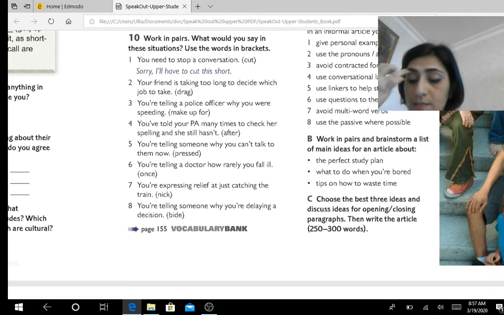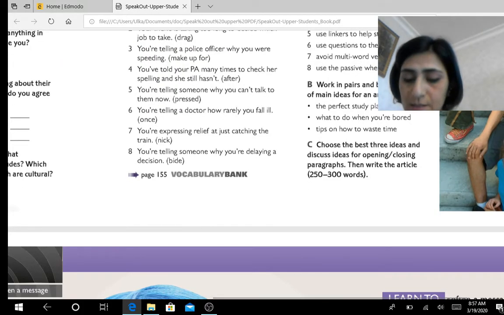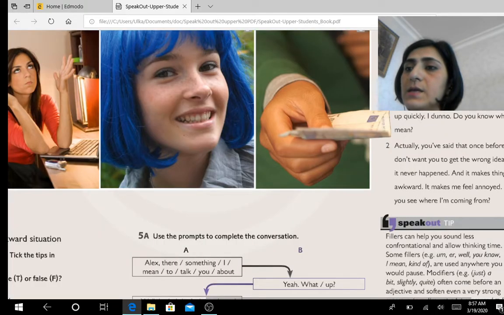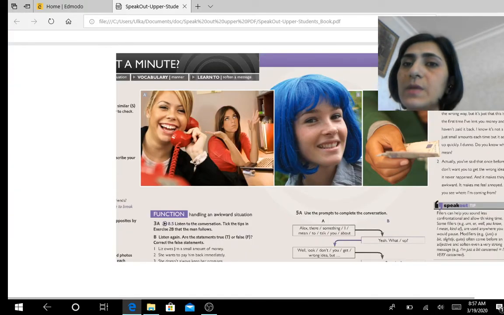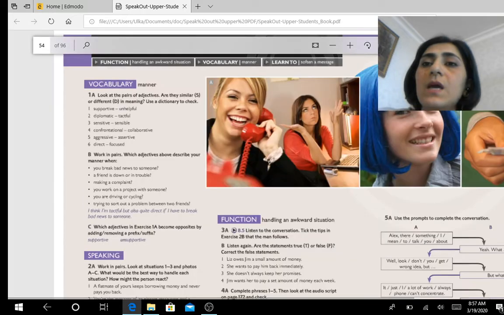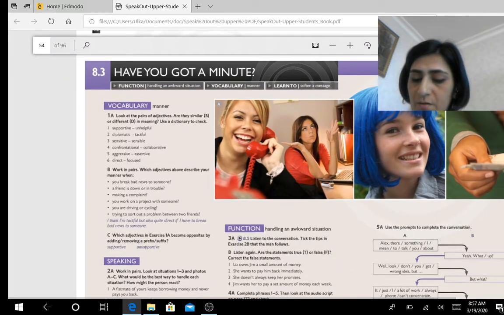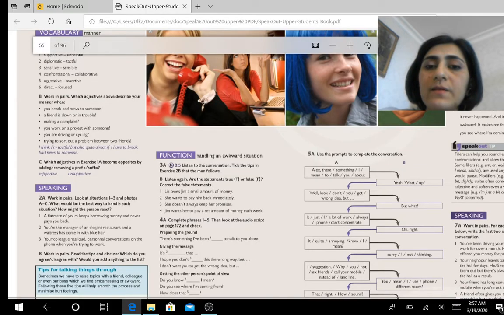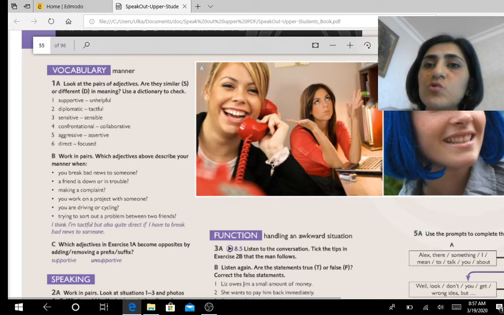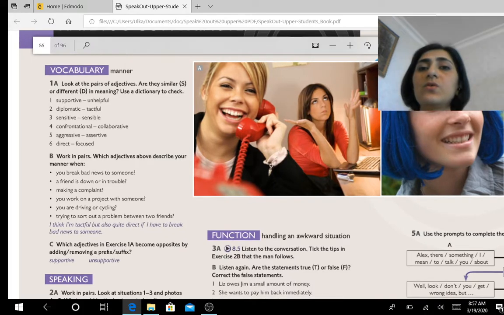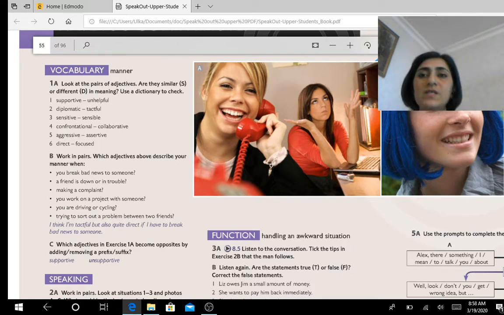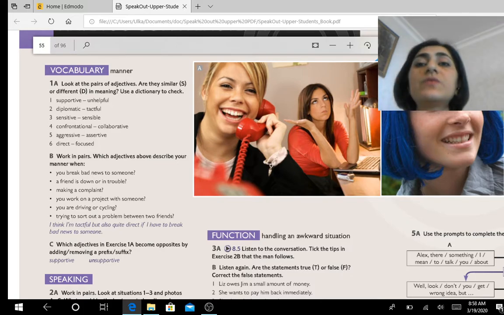So next, we go to page 98. On page 98, you have exercise 1, A and B. Let me zoom it a little bit. So you see exercise 1. Look at the pairs of adjectives. Are they similar or different in meaning?